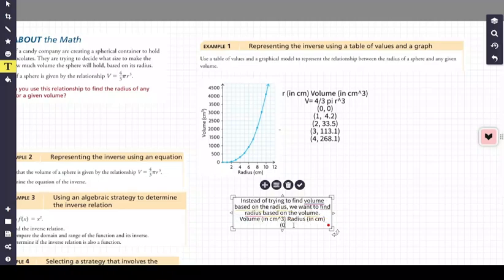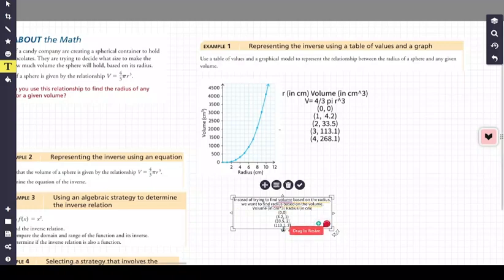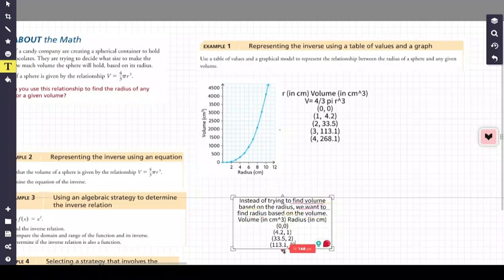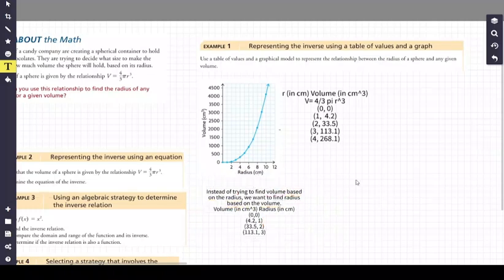So now we still have 0, 0, that doesn't change. And then now we will have 4.2, 1, and then 33.5, 2, 113.1, 3, we can repeat that. And let's go ahead and graph that, and let's see what's going to happen there. Because we are using a graphical model, we want to add in as many visual elements as possible. Let's go ahead and graph it out.